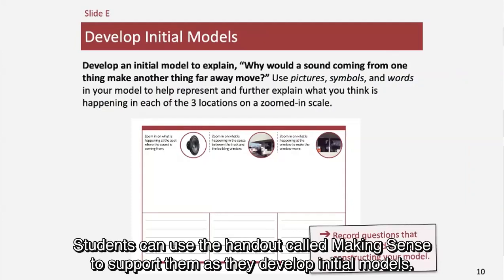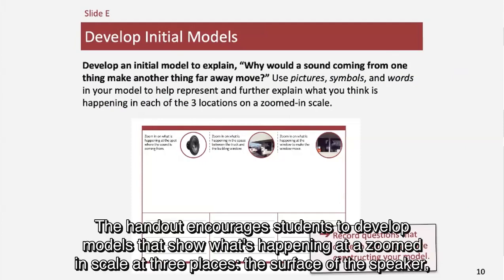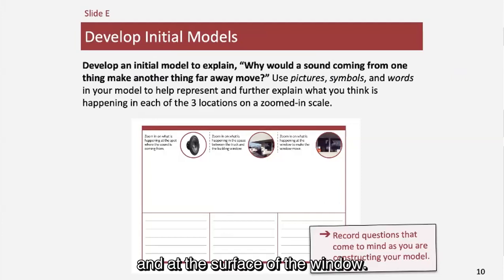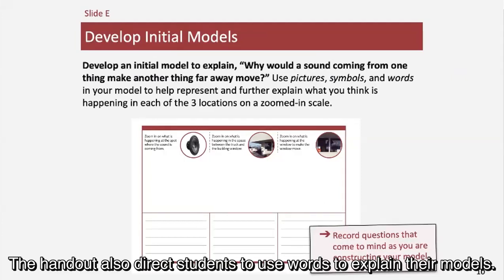Students can use the handout called Making Sense to support them as they develop initial models. The handout encourages students to develop models that show what's happening at a zoomed-in scale at 3 places: the surface of the speaker, in the air between the speaker and the window, and at the surface of the window. The handout also directs students to use words to explain their models.